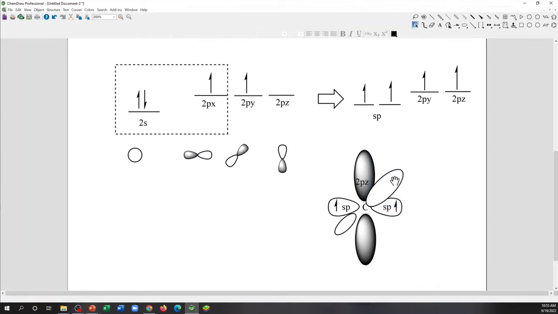Send it back to kind of give it some spatial perspective here. And then this one we bring to front and have it come out the front. So this right here is my 2py orbital. And there is also an electron in the 2py orbital because that's what I showed up here.